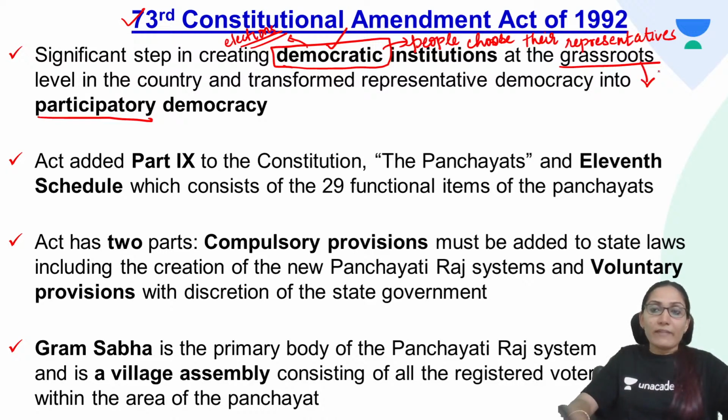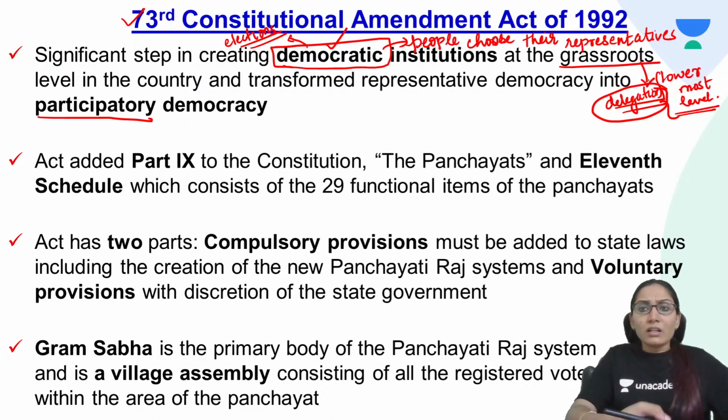Now, grassroots level. Grassroots level means the lowermost level. Because the lowermost level of administration will ensure there is delegation of duties, and this will also ensure that the decision is made at the grassroots level. And what is the advantage? The interest of the people or the wishes of the people can be taken into consideration. So this is the advantage.